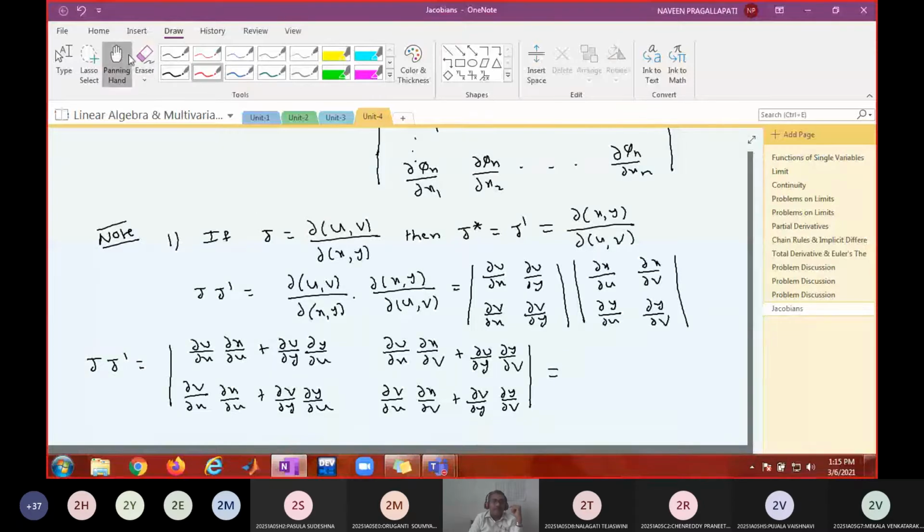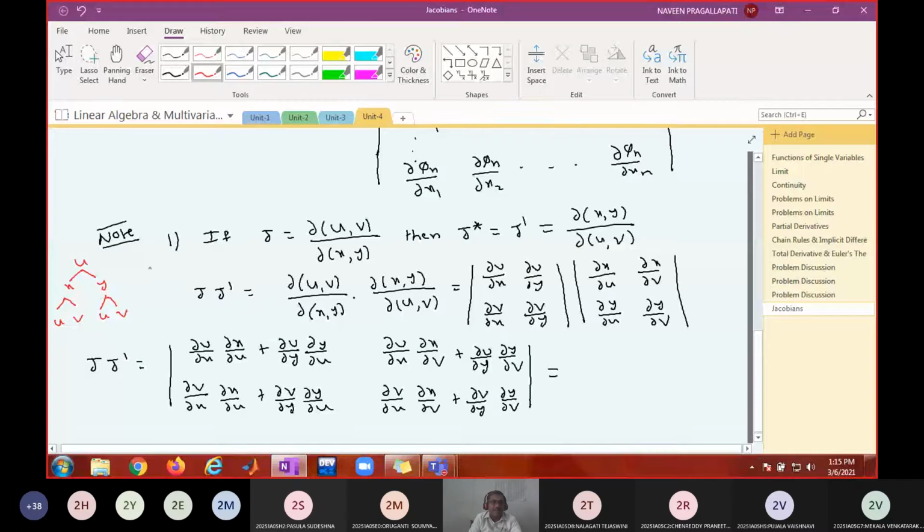Initially, u and v are functions of x and y. Write in the form of a tree diagram. u is a function of x and y. But what is x? In the latter case, x is a function of u and v. Similarly, y is also a function of u and v. Similarly, v is a function of x and y. But x and y are functions of again u and v.